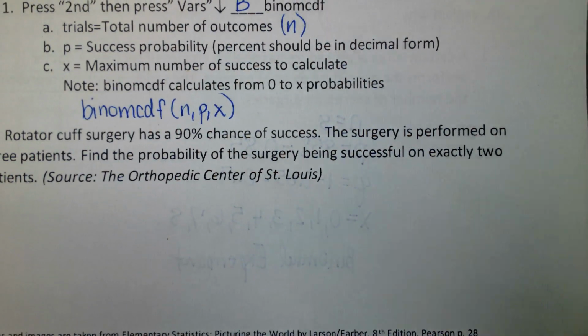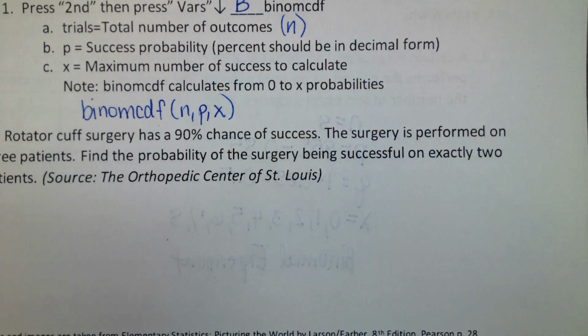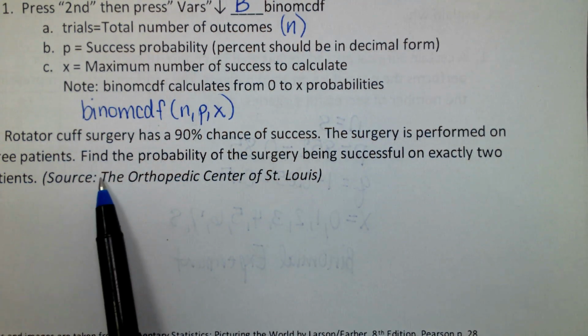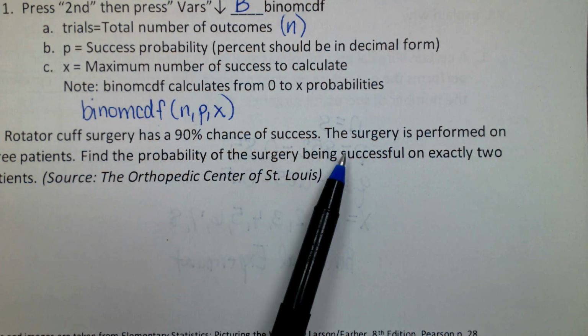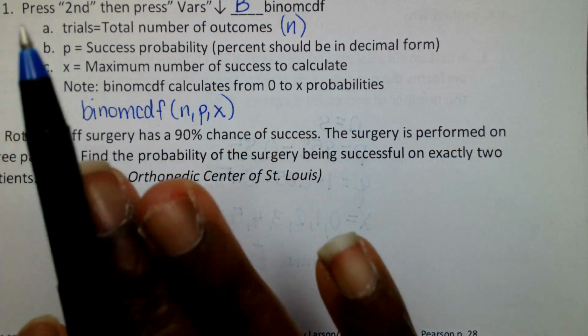Rotator cuff surgery has a 90% chance of success. The surgery is performed on 3 patients. Find the probability of the surgery being successful on exactly 2 patients. So I'm going to spend a little bit of time on this so we can understand how this actually works. Alright, so nothing is being taken back, nothing saying it's not replaced or anything like that. So this is a binomial experiment.